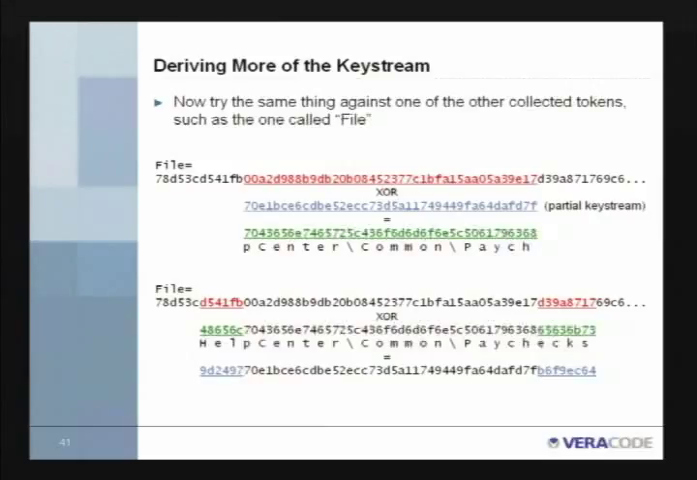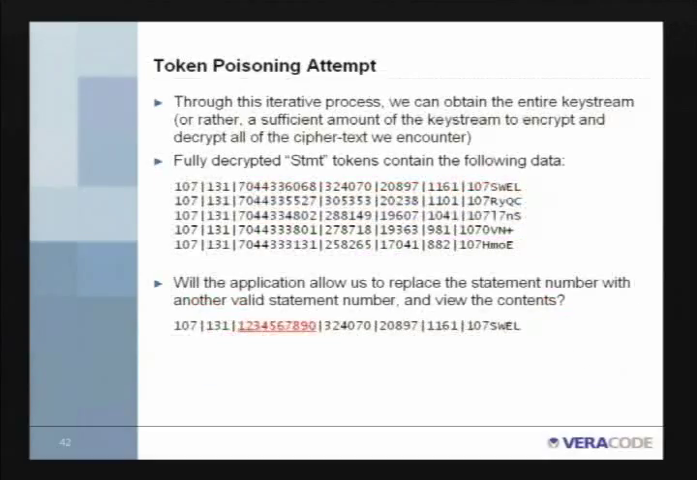Eventually, we were able to derive, just through inference like this, enough of the key stream, using those different tokens, to be able to deal with any length token that the application was creating. So again, we don't need the whole infinite key stream. We only need as much as the application requires for the longest thing that it's encrypting. So eventually we got, I think, about maybe 150 or 200 bytes of key material.